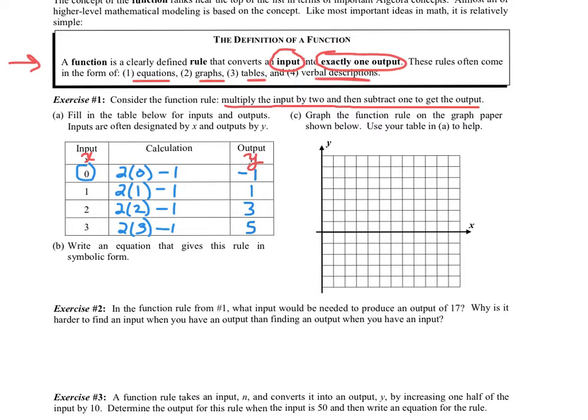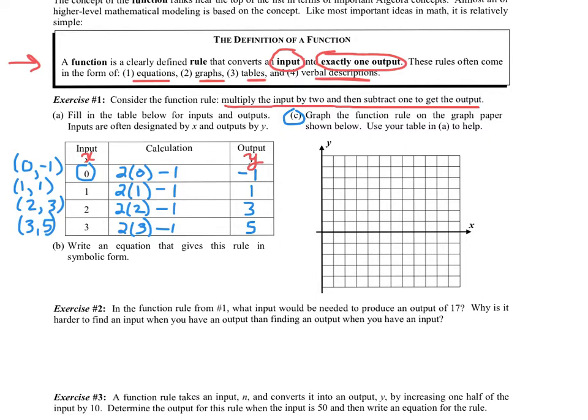So what happens with these input outputs is we get x, y coordinates. If x is 0, y is -1. If x is 1, y is 1. If x is 2, y is 3. If x is 3, y is 5. What we're going to do is I'm going to do this question C before I do question B.